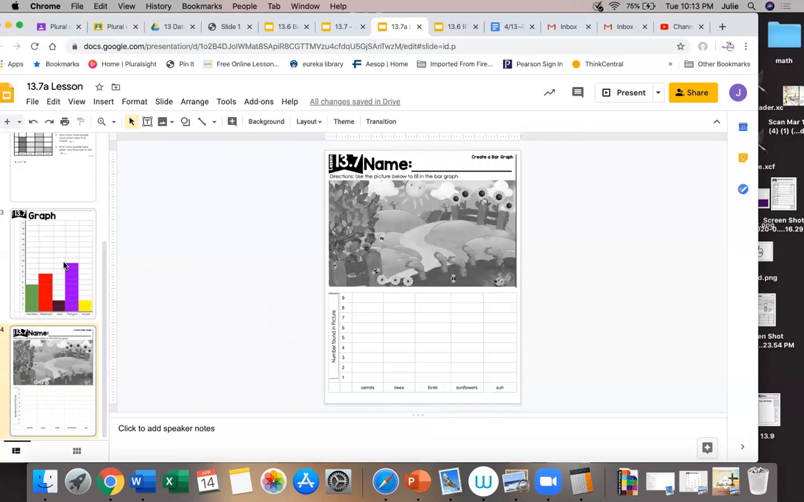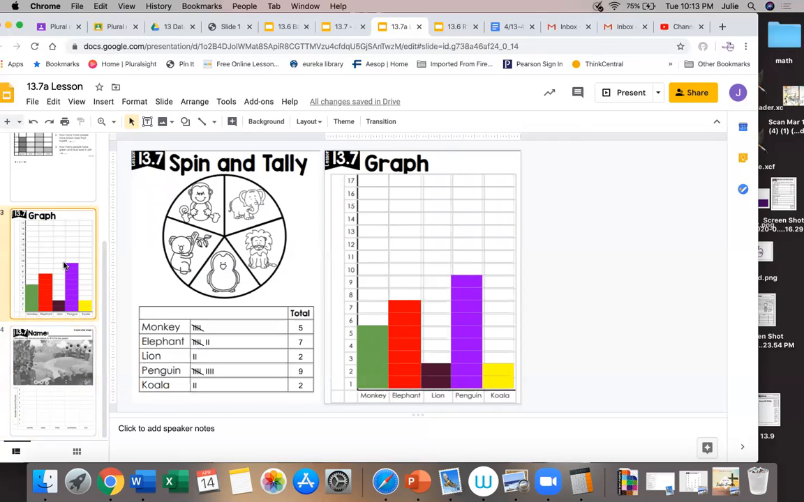So that's how you create a bar graph. Enjoy your time and your work. Work hard. And we will meet again to talk about a line graph, which is our next type of graph to learn.